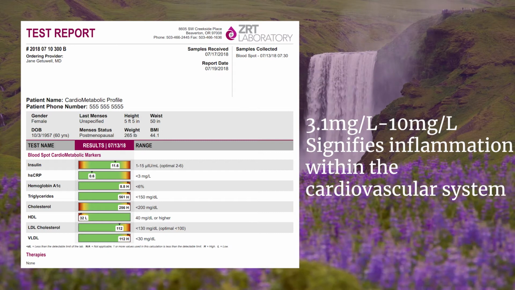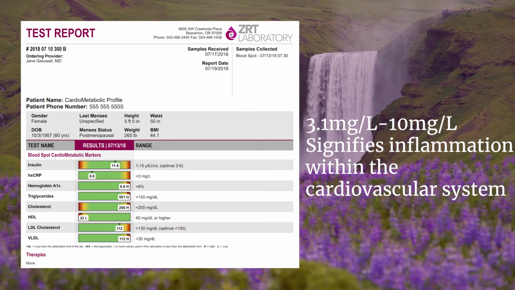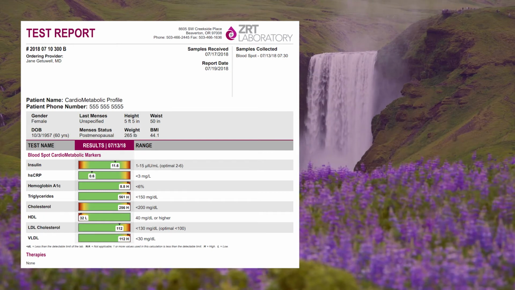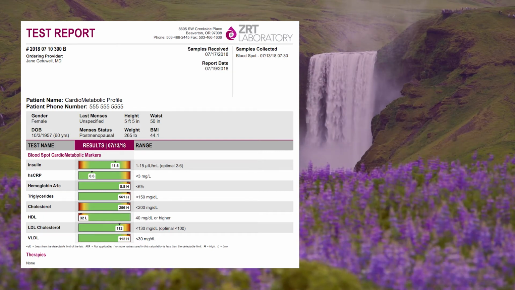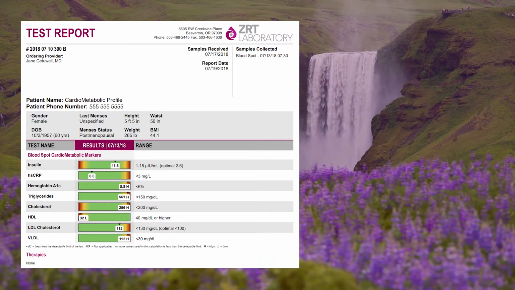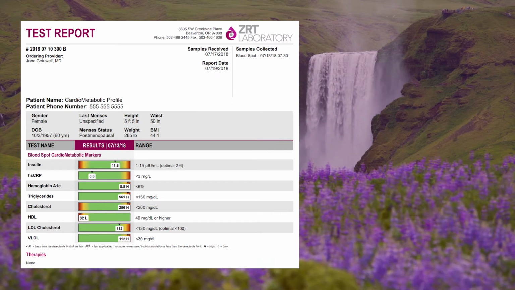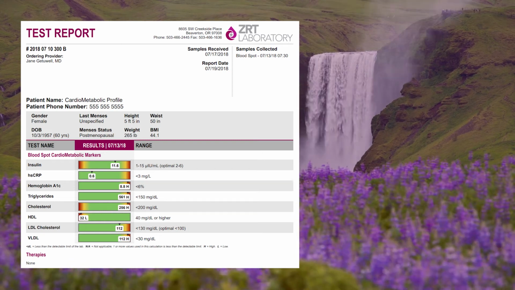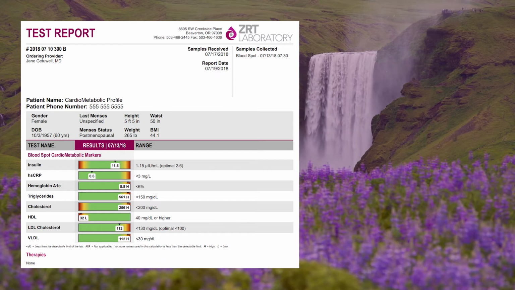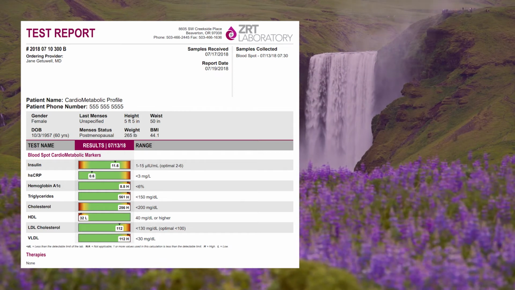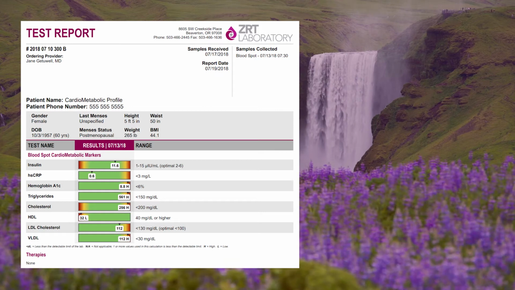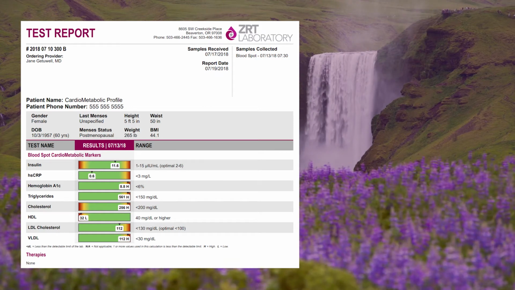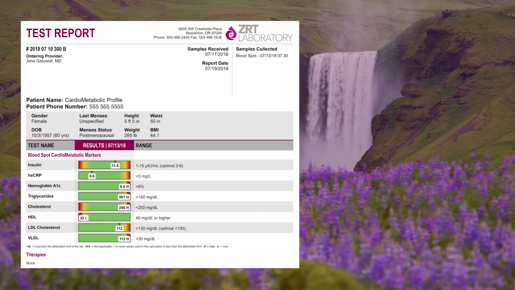From 3.1 to 10, it signifies inflammation within the cardiovascular system, which is often part of the precipitating events of micro injury to the endothelial wall. We have inflammation, we have depositing of cholesterol, we have development of foam cells, and then putting down of cholesterol and calcium, which eventually leads to the formation of atherosclerotic plaques and increases risk of future heart attacks, strokes, and peripheral artery disease.